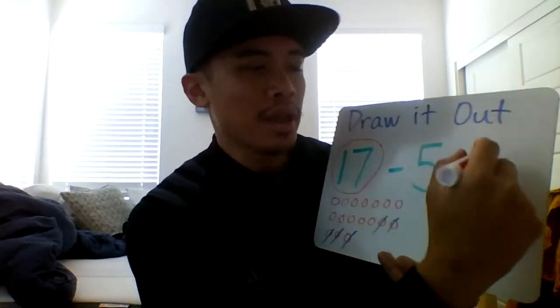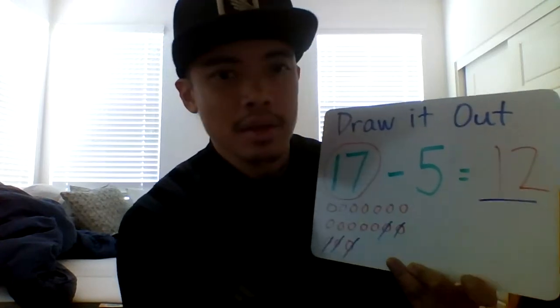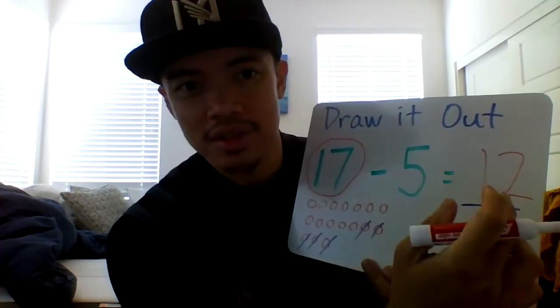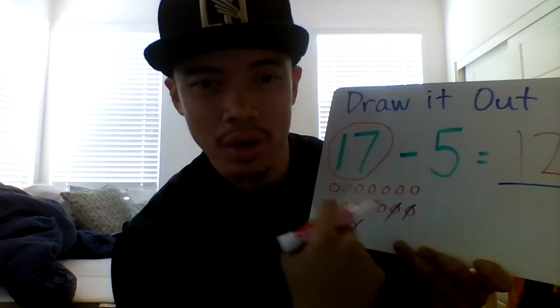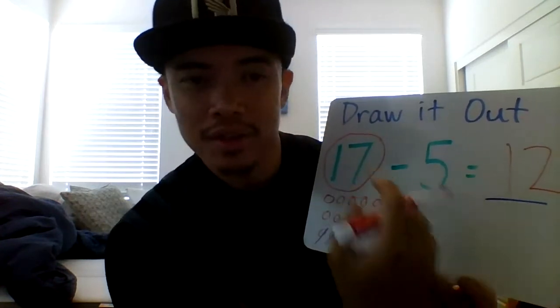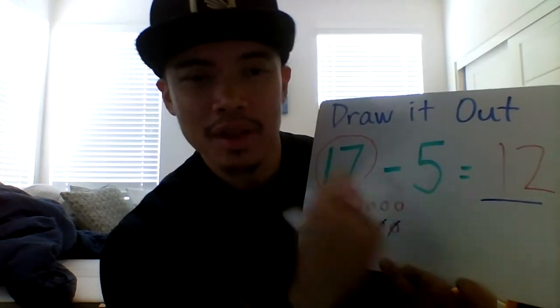And so the answer to that is 12. When you're subtracting two numbers, the answer is what we call the difference. The difference is 12 because now there's 12 left. If I had 17 to begin with, but I took away 5, the difference is I now have 12 left. So that's draw it out.